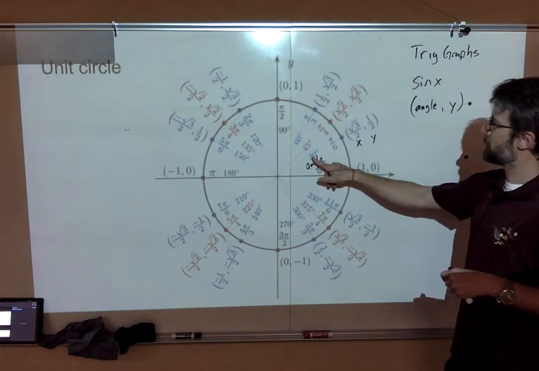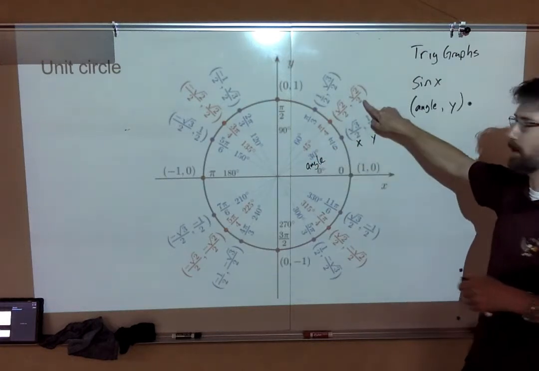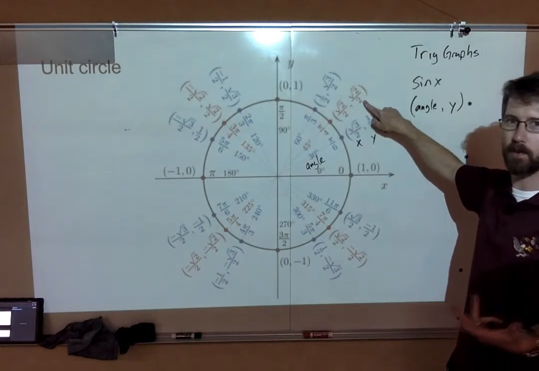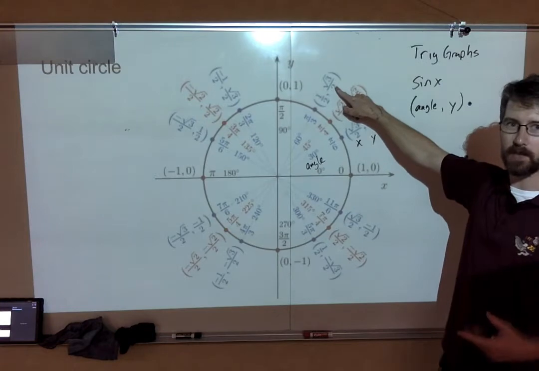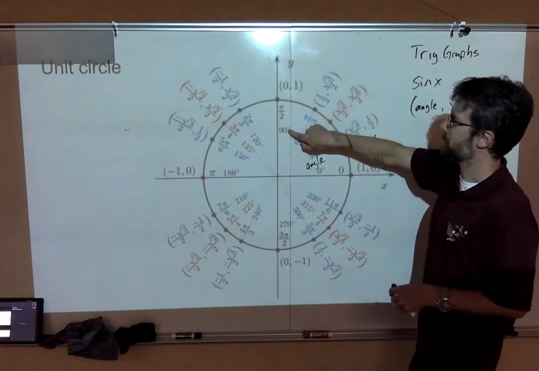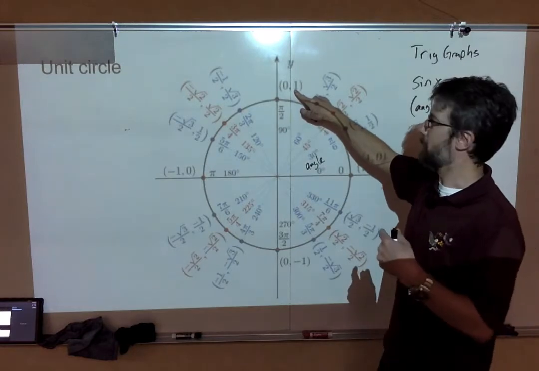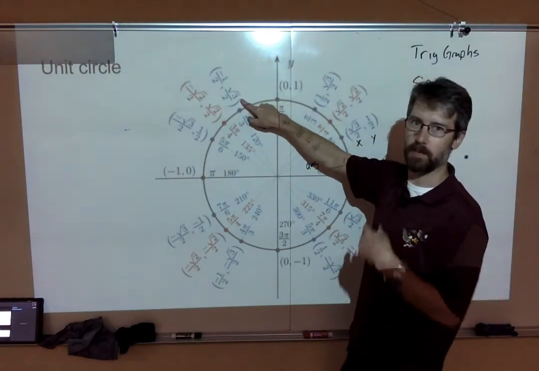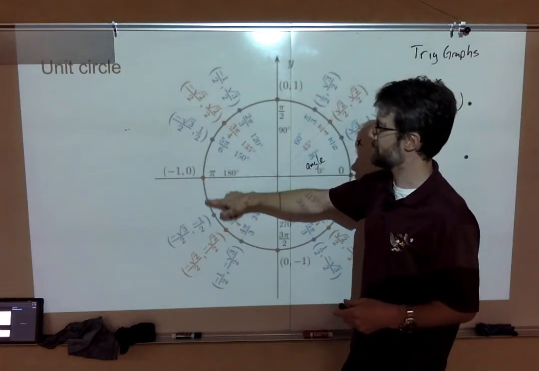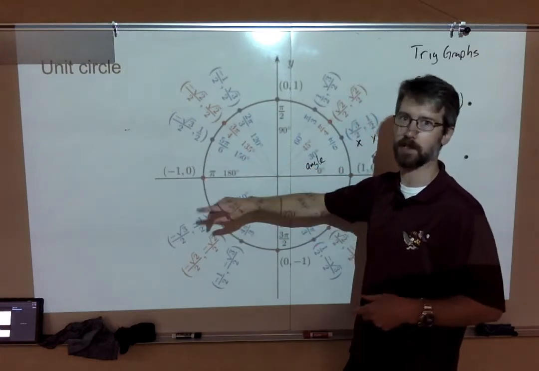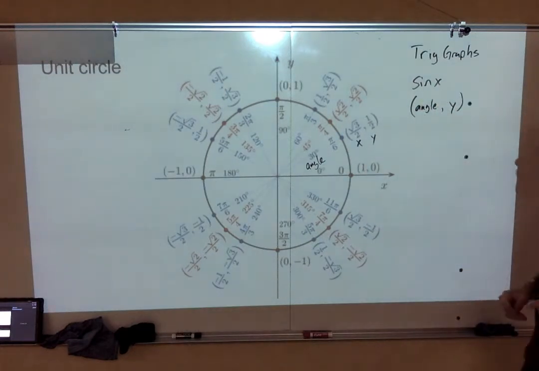It's going to start at the origin. Then at x equals 30, the height will be 1/2. At x equals 45, the height will be this, which is about 0.7. At x equals 60, y will be this, which is about 0.9. At x equals 90, the height will be this, which is 1. And then those values start to repeat as you go around the circle. And so what you end up getting is this periodic function that oscillates. It goes up and down across the graph.